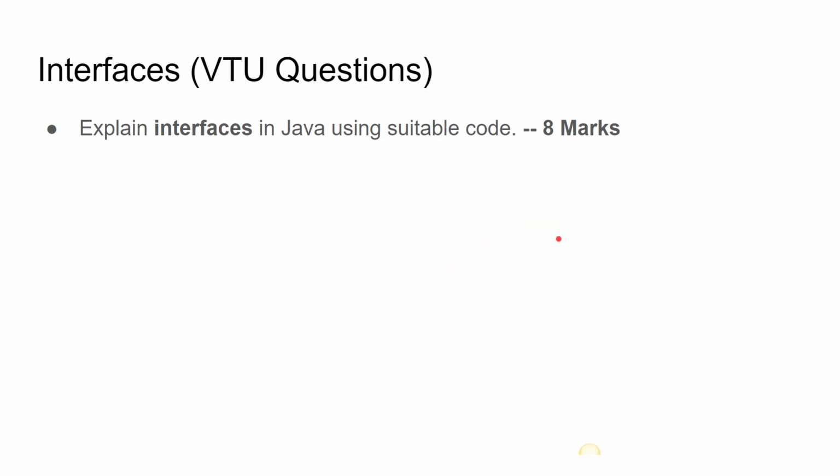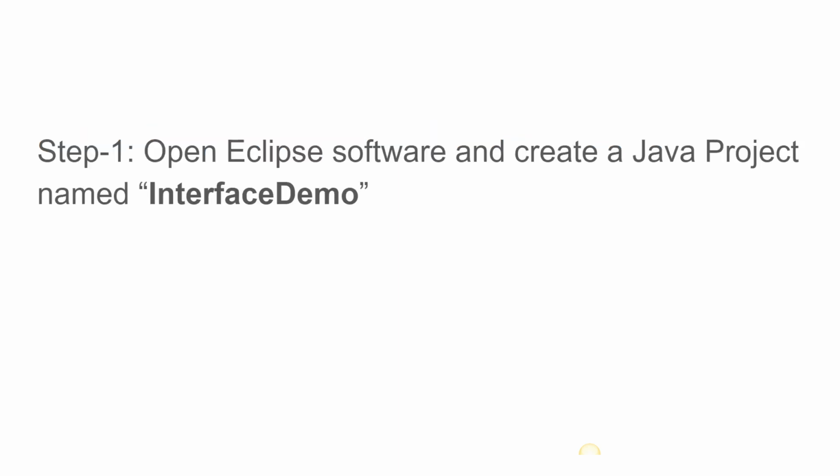So first we'll see the steps involved in writing the program for interfaces. Step 1, open Eclipse software and create a Java project named InterfaceDemo, and the first letter of the project name, that is I, is in uppercase. So this is very important. First letter of project name should be uppercase.